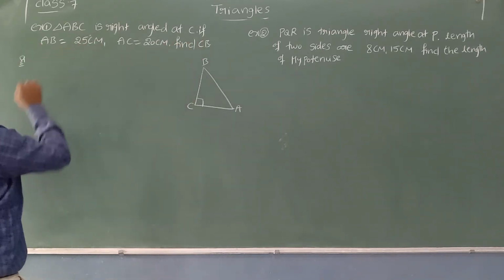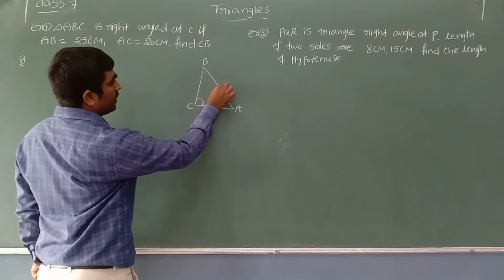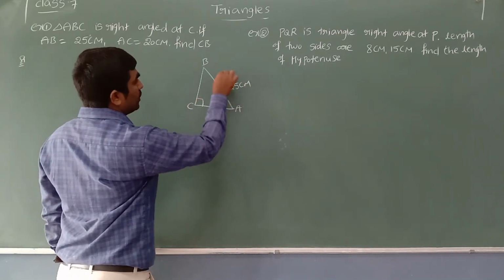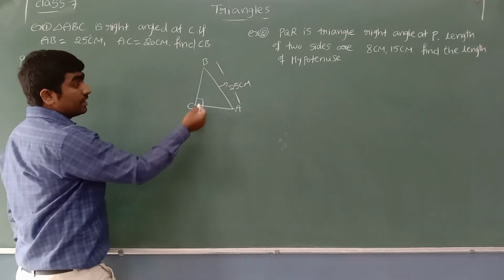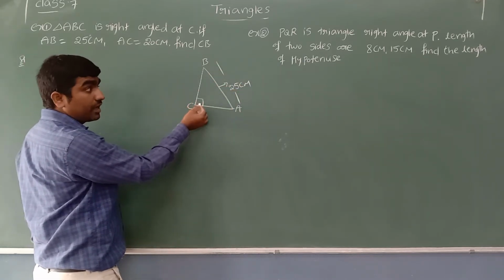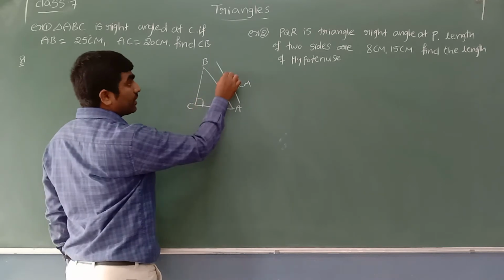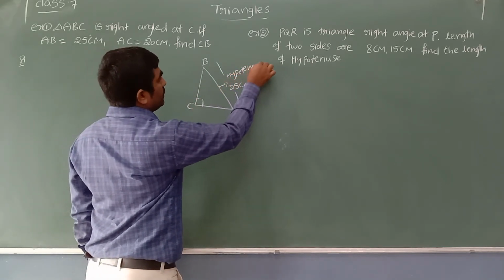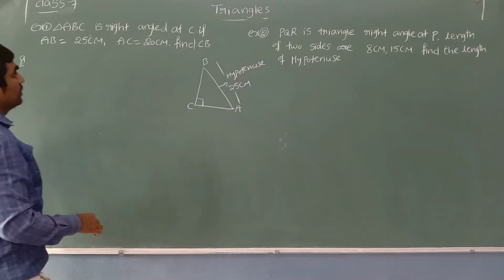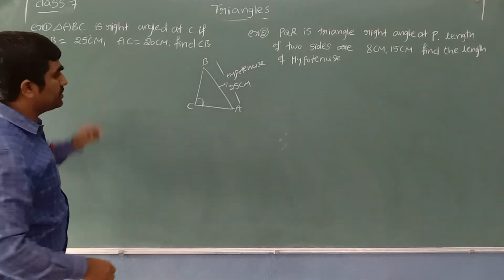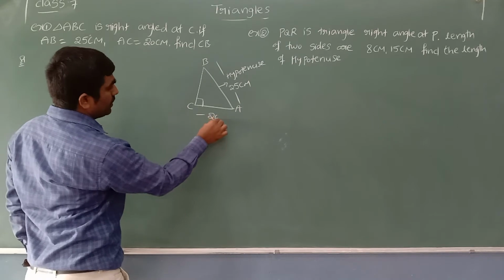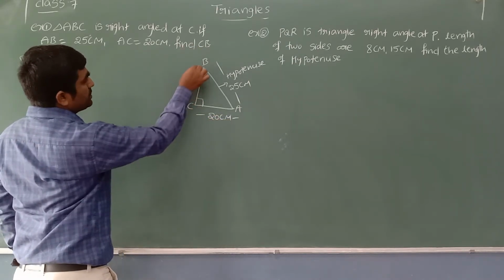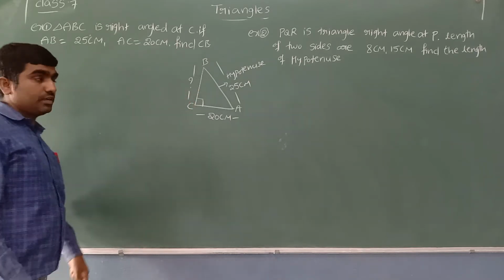If AB is equal to 25 centimeters, what do we call this AB? It is opposite of this right angle. The side which is opposite of the right angle is called hypotenuse. And also they said AC is equal to 20 centimeters. Length of AC is 20 centimeters. They are asking to find CB or BC. What is the length of BC?